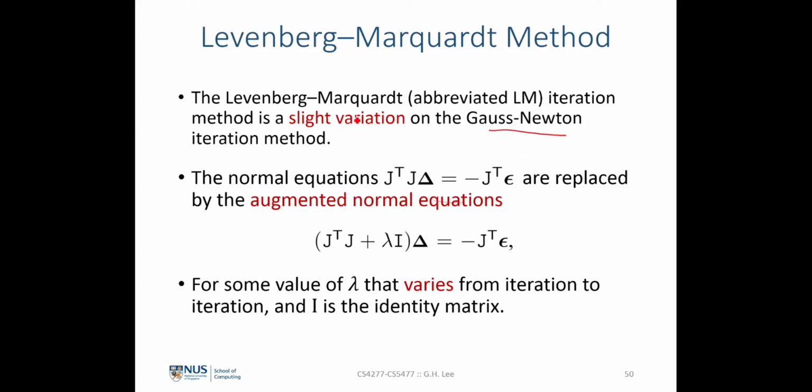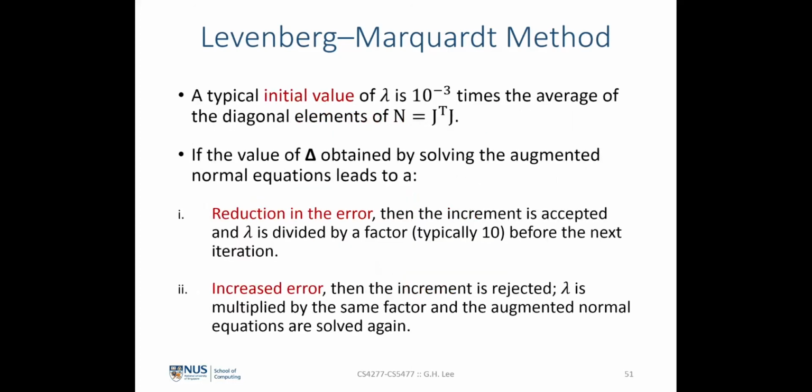And in Levenberg-Marquardt, we simply augment the J transpose J over here, the Hessian matrix, with lambda multiplied by I. So what this means is that, supposing I is an n by n matrix, we'll get a diagonal of lambda in this particular matrix. And we iteratively update the lambda parameter over the successive iterations in the Levenberg-Marquardt algorithm. A typical value of lambda would be initialized to 10 to the power of minus 3 times the average value of the diagonal elements in J transpose J.